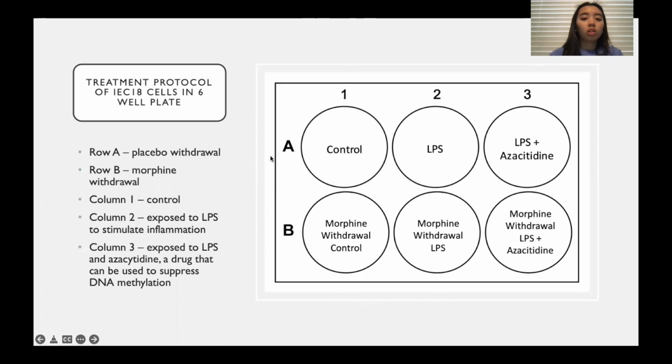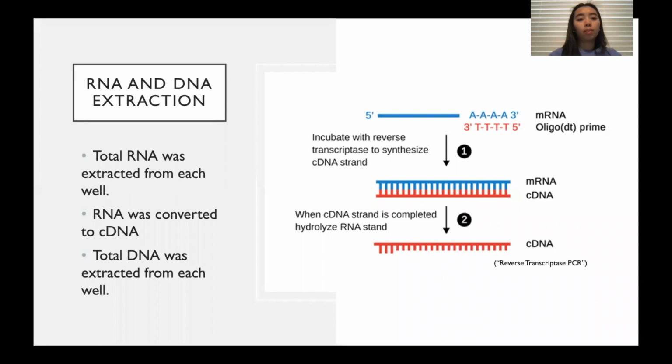Column 1 was our control. In column 2, we used LPS to stimulate inflammation, and that was how we tested if there was immunosuppression. In column 3, we used azacitidine and LPS. Azacitidine is a drug used in inflammatory bowel disease, and it's known to suppress DNA methylation, so we were interested in that too.